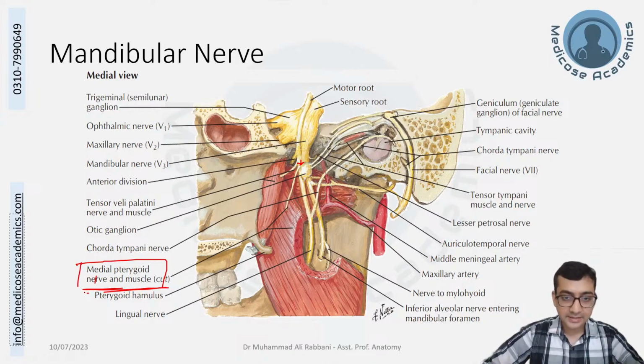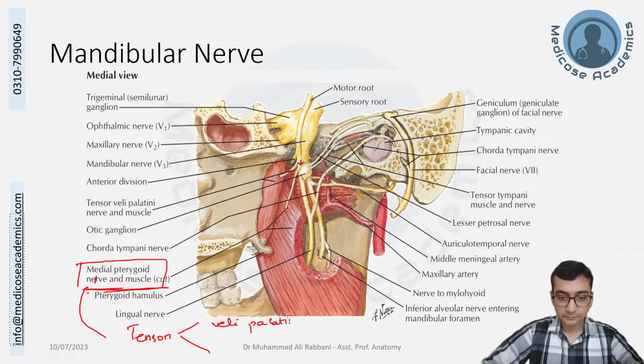Apart from it, it will supply the two muscles which have the name tensor in them. Which are the two muscles? They both have the name tensor in them. There will be tensor veli palatini and there will be tensor tympani.